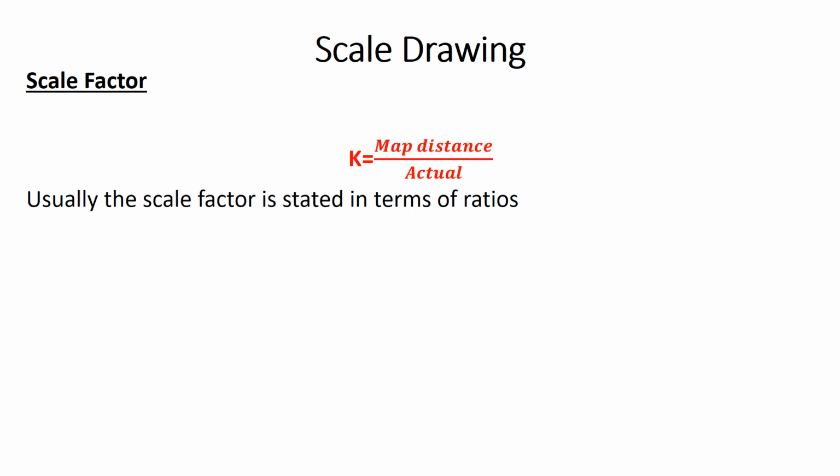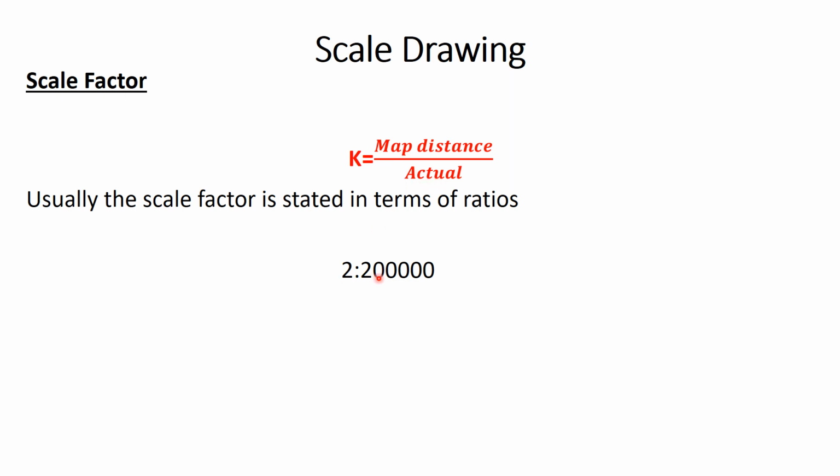Okay, so the scale factor is usually stated in terms of ratios, like so: 2 to 200,000. The first number, the 2, represents the number on a piece of paper or graph or a drawing. Then the big number on the right represents the real thing. So the one on the left represents the map distance and the one on the right represents the actual distance.